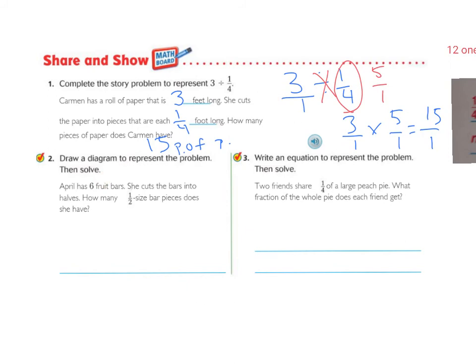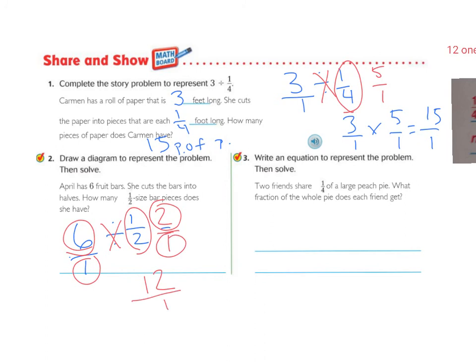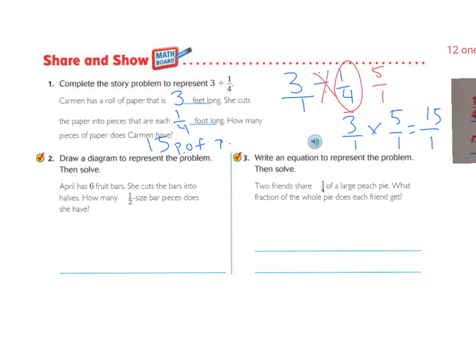So let's do the next one. Draw a diagram to represent the problem, then solve. April has 6 fruit bars. She cuts the bars into halves. How many half-size bars does she have? So again, I have 6 fruit bars. I'm going to divide by half, right? So again, I can use my algorithm. So 6/1, and if I'm going to make this a multiplication, I'm going to do the inverse here, so it'll be 2/1. So now I have 6 times 2 is 12, and I have 1 times 1 is 1. So my answer is 12. Okay, so 12 half-size bars.